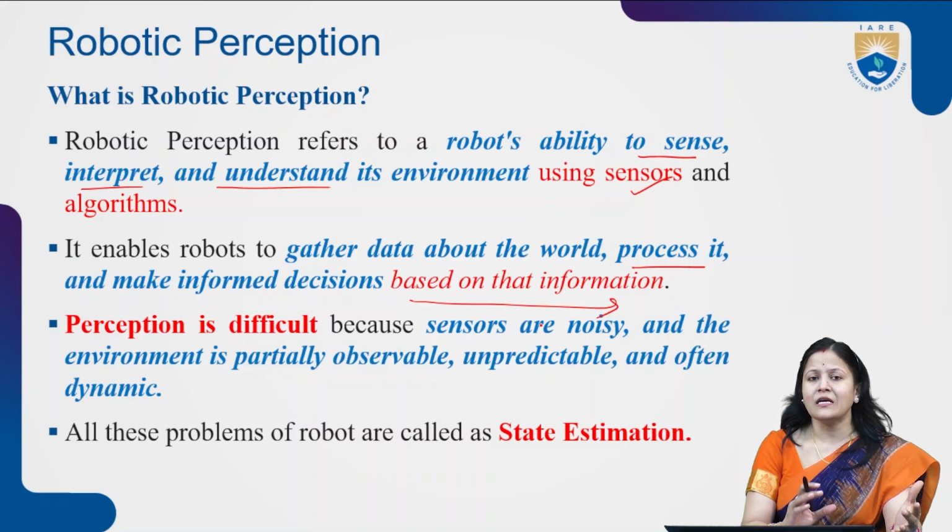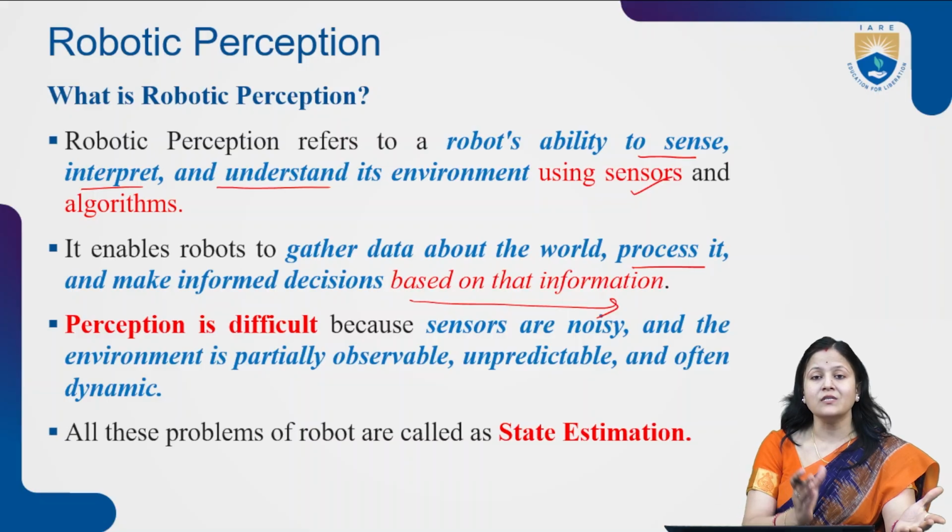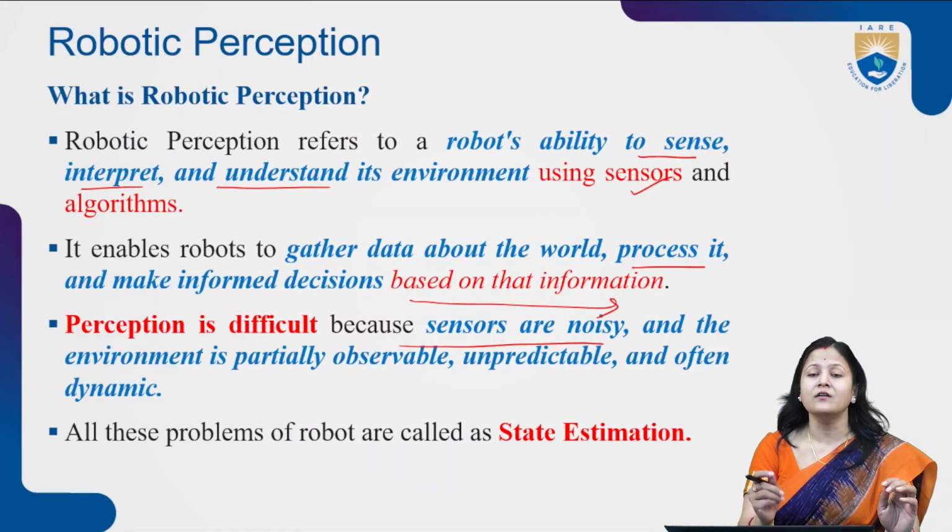So perception, basically, is very difficult because the sensors are noisy and the environment is partially observable or unpredictable and often dynamic also. Why the perception? As I told, perception means receiving information through the senses. It is easy, but sometimes it is difficult because of the environmental condition or because of the sensor condition. That is why it is said that sensors are noisy. A sensor does not make any noise, but that is the technical term we use.